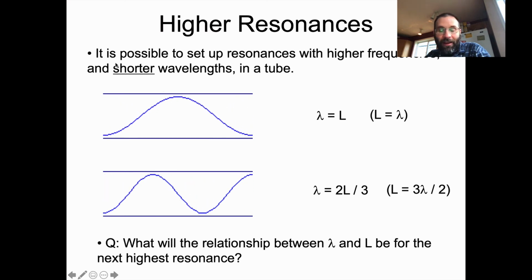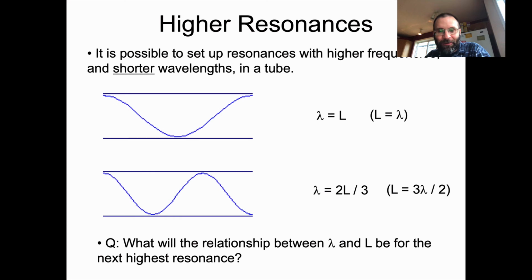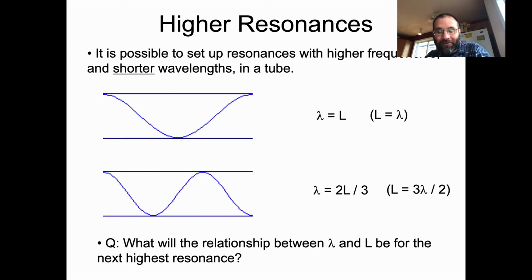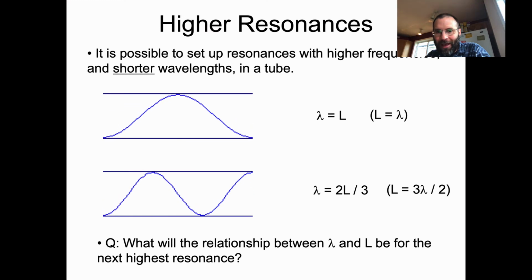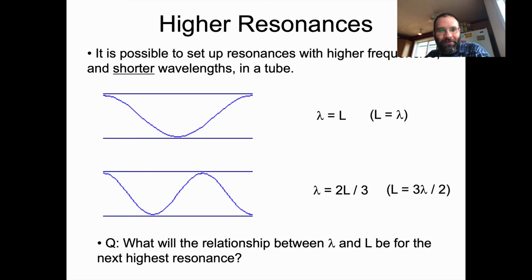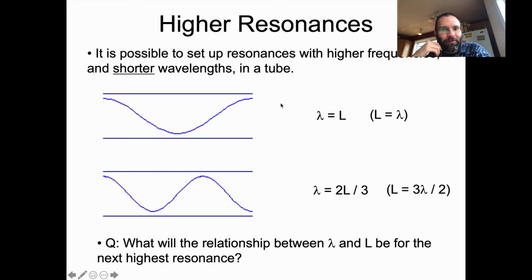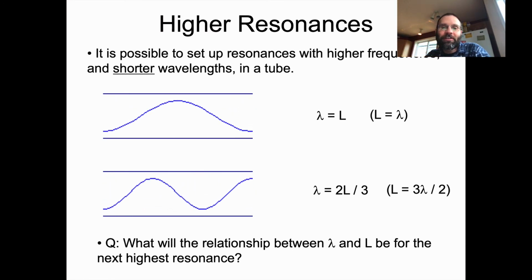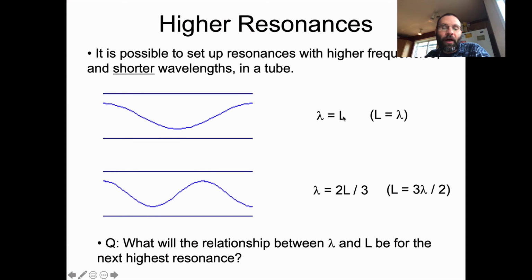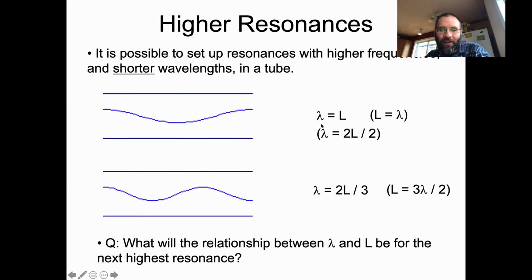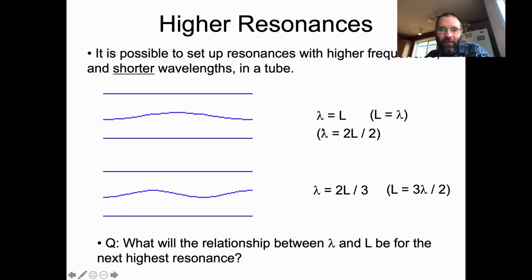Okay, any guesses on what the relationship between lambda and L will be for the next highest resonance? It's actually pretty easy when you see the pattern. Hopefully you've seen it already, but if you haven't, I'll remind you without going back to the previous slide that for our very first resonance, lambda equaled 2L, and I'll give you a hint here. In this case, if lambda equals L, you can rewrite that as lambda equals 2L over 2. And then for the third one, it's lambda equals 2L over 3.